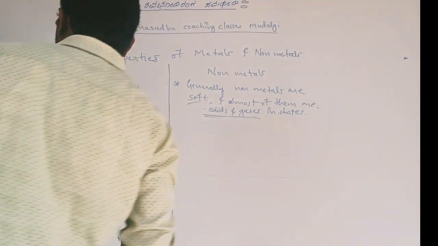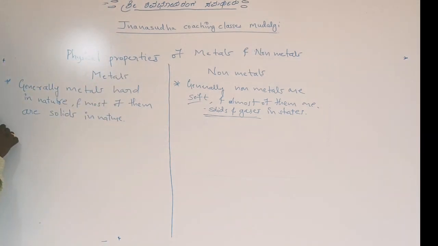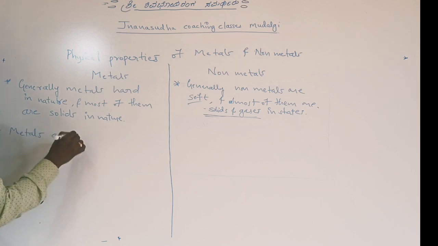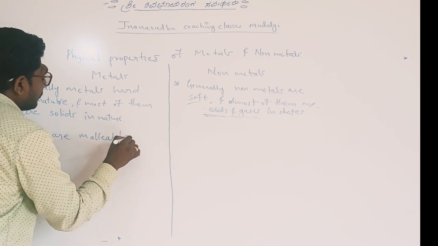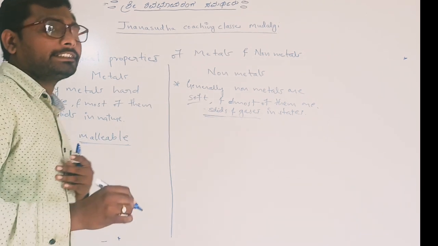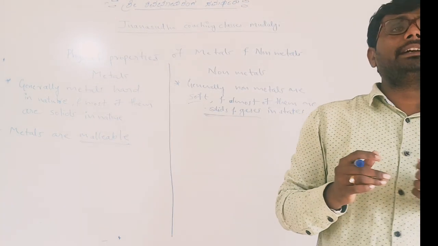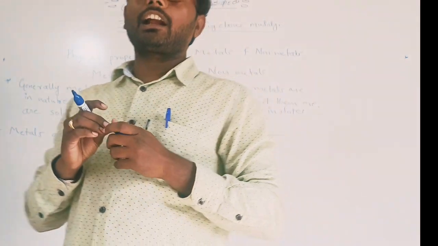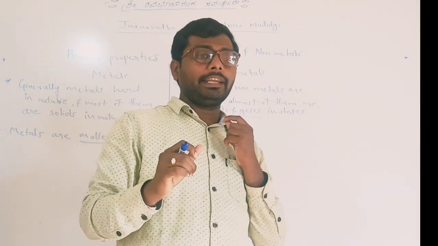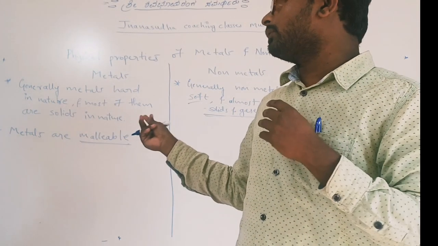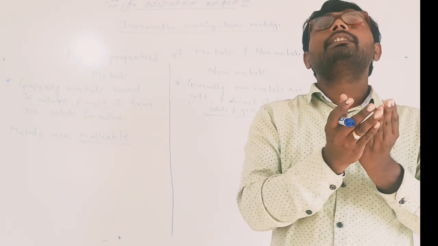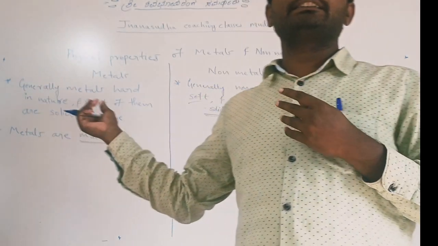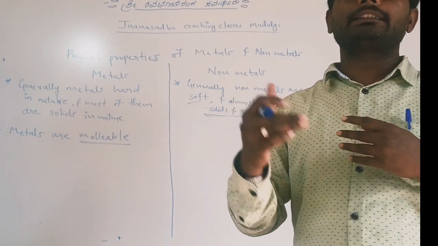Second point, metals are malleable. What is malleable? This is a property of metals. We can beat them into thin sheets. Almost all metals extracted from the earth's crust can be made into sheet form. That character is malleability. Malleability means we can make thin sheets.